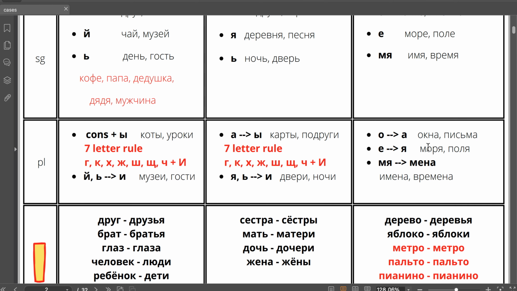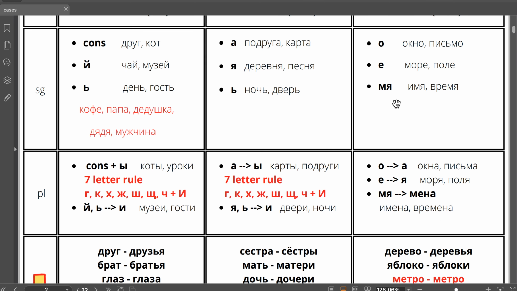Next one is море, поле, yeah, sea and field. Now we have seas and fields. So here the ending becomes я ending. Моря, поля, моря, поля. And мя ending becomes мена. So имя, время, имена, времена.